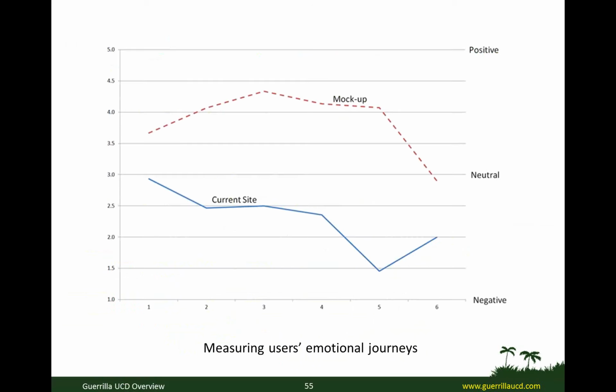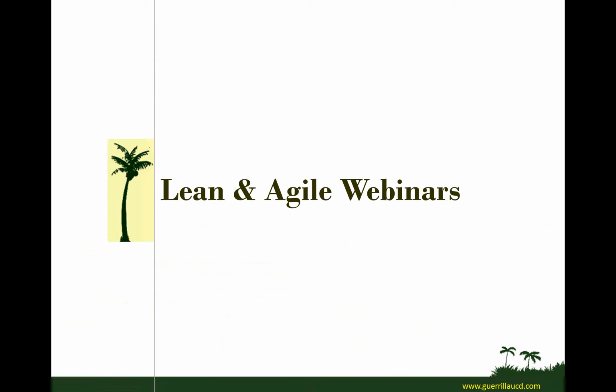This was a study that I did for a particular customer, looking at their current site for a particular series of operations relative to a mock-up. And we were measuring users' emotional journeys. We're asking them how they felt now that they've visited each page in the sequence, positive at the top, negative at the bottom, and we started them off at a fairly neutral situation. So that's one of the things that we can do to try to work out whether we're on the right lines in terms of addressing people's actual needs.